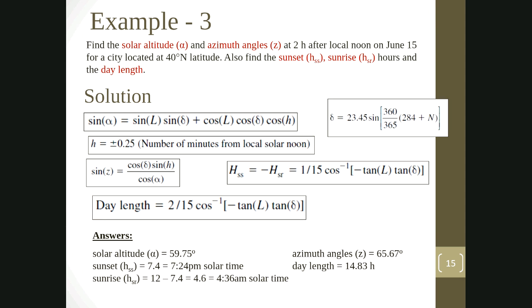So the solution is already here. I want you to follow the steps. Here is the solar altitude. This is the sunset, 7.4. You know how to convert from decimal to hours and minutes. And here is the sunrise, 12 minus the sunset. So you convert it also. Solar azimuth, and the length of the day is the sunset time times 2. Okay.